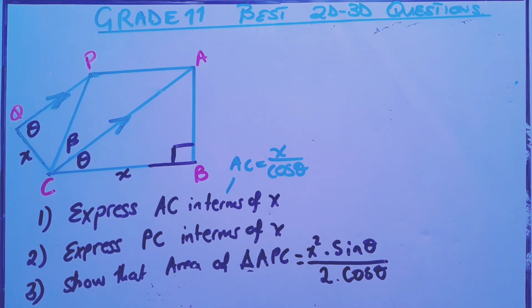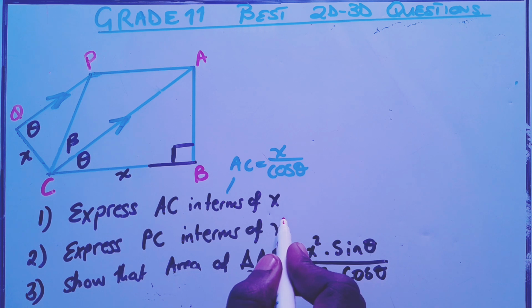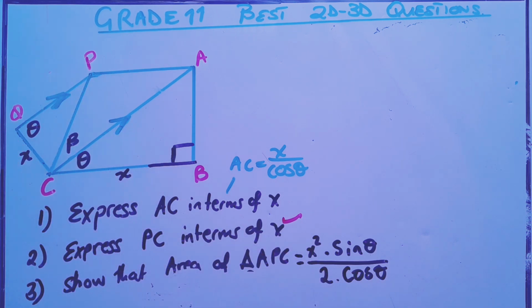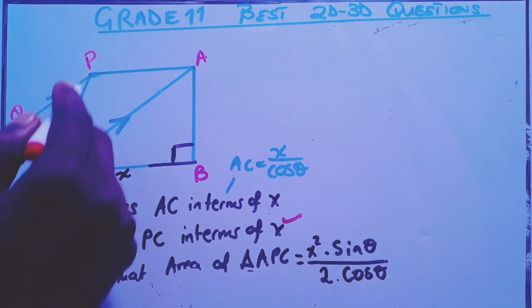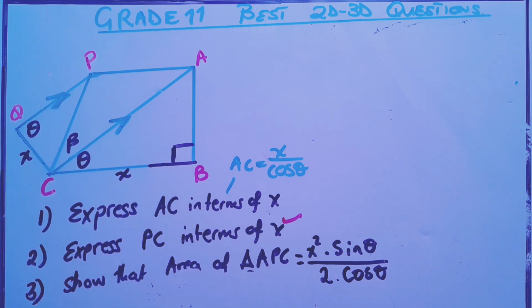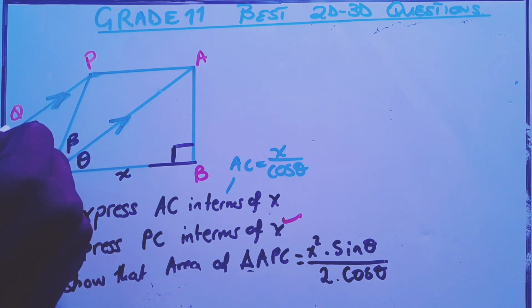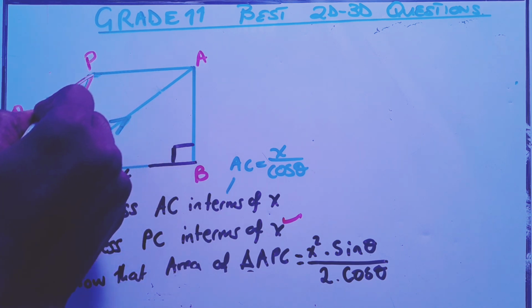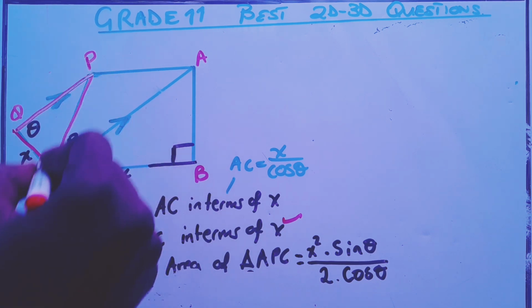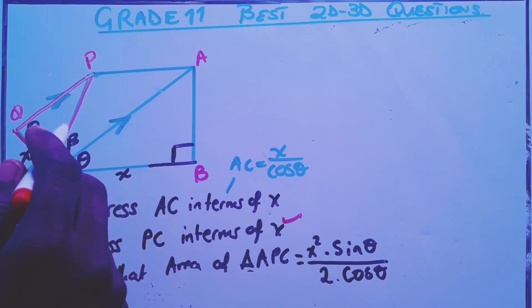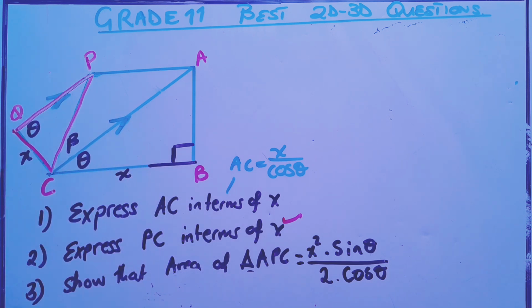So number 2 is saying express PC in terms of x. PC in terms of x, right? If we check in this triangle, this is not a right angled triangle, right? So it's either we can use the sine rule or the cosine rule, right? So in this triangle here, if we want to check PC, this is PC, right? But we don't have a lot of information that we can use the cosine rule. So let's try the sine rule.